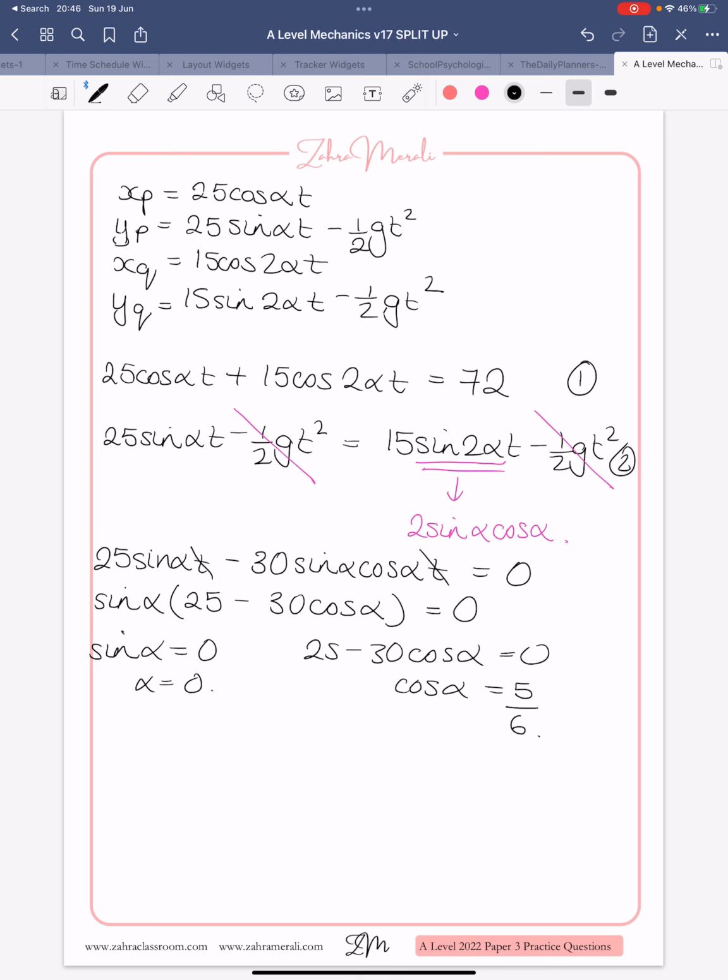Right. Now I have a look here. I can now substitute in cos alpha, cos 2 alpha, and I can find a value for t when they meet. Because remember, I'm trying to find the height when they meet. If I find a value for t when they meet, I can substitute that into either yP or yQ, and I should get the same answer. Okay, so my alpha is cos to the minus 1 of 5 over 6, which is how I'm going to type into my calculator for the 2 alpha bit.